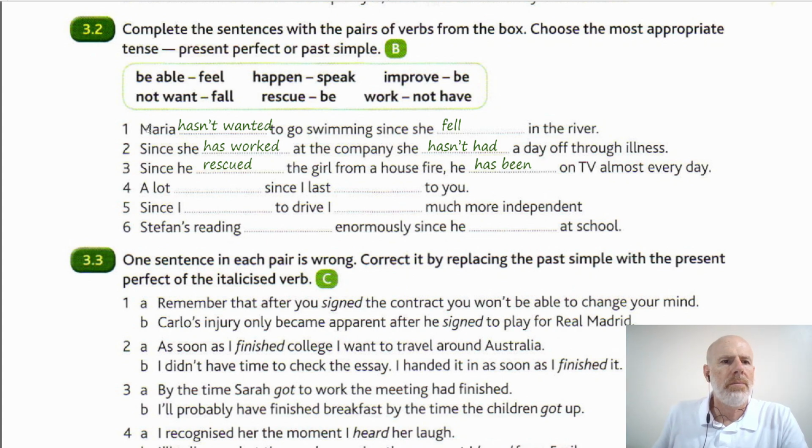All right. A lot since I last to you. A lot has happened since I last talked or spoke to you. A lot has happened since I last spoke to you. Easy. Easy peasy. Good.